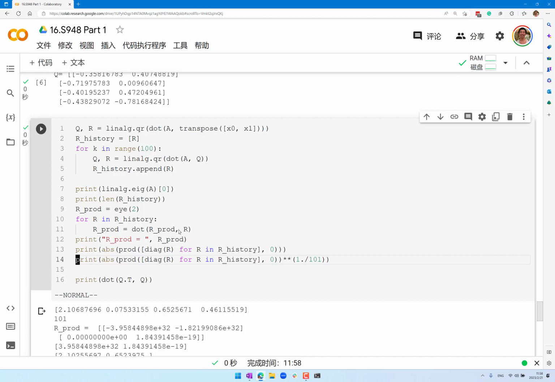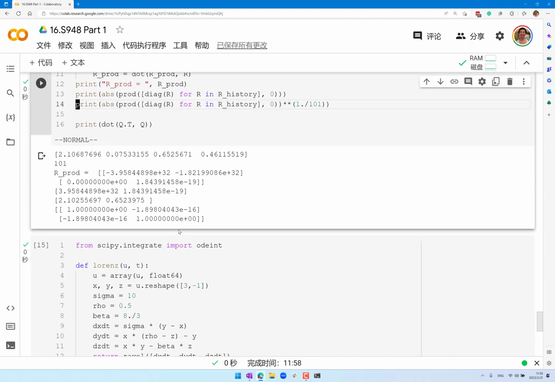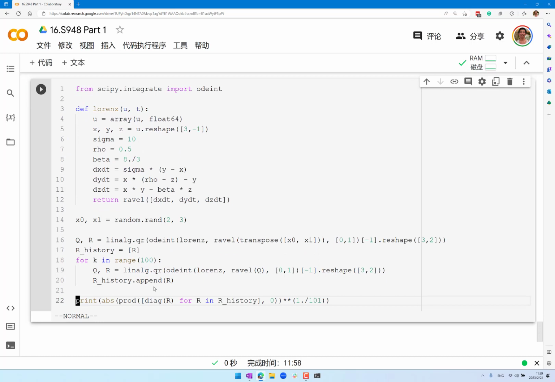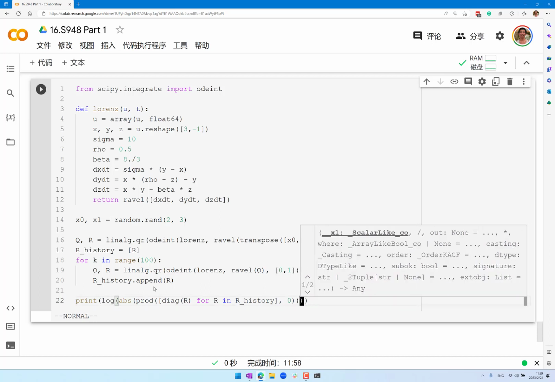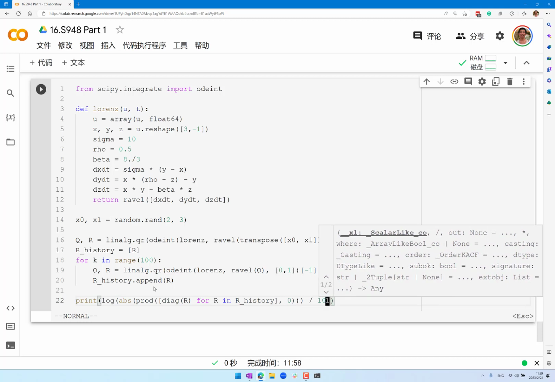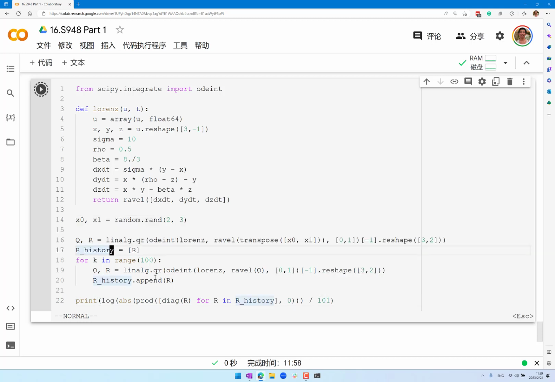So for the continuous dynamical system, if we do the same thing, what we are going to get is actually the exponential of the eigenvalues. So what we want to do is also take the logarithm. We are going to copy this and paste it here. We are taking the logarithm of the whole thing, which is just taking the logarithm without the power, and divided by 101. Okay, so let's run this.